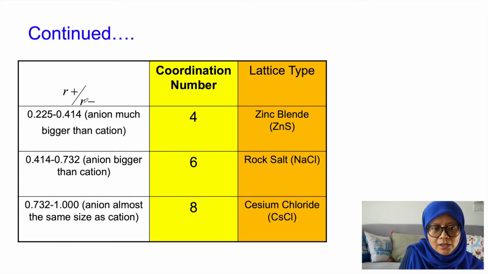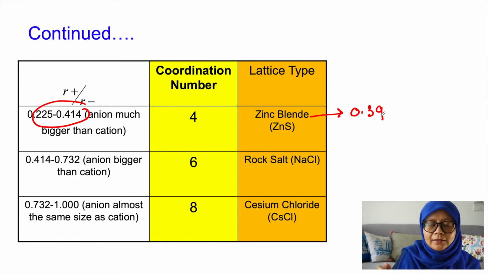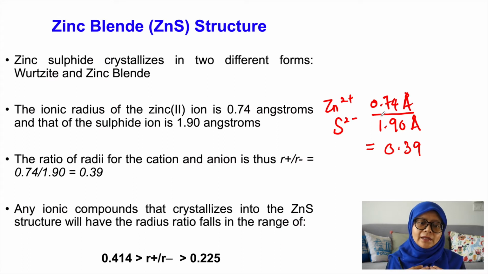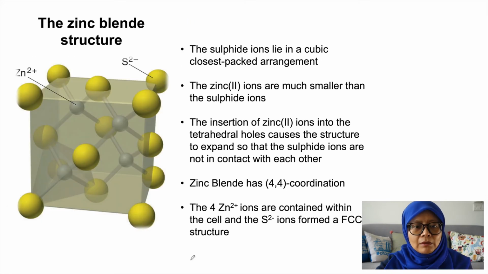So from the calculation, we get 0.39. Any ionic compound that crystallizes into the zinc sulfide structure will have a radius ratio that falls in the range of 0.225 until 0.4.